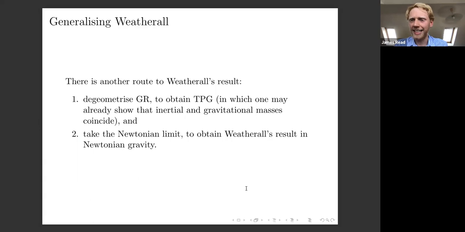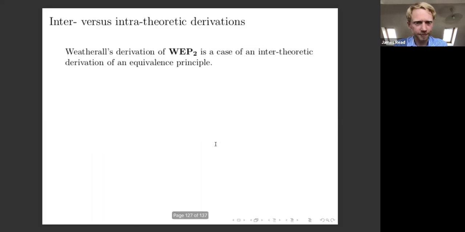Once one has these parallels between the relativistic framework and the Newtonian framework in mind, it seems like there would be another way of getting Weatherall's result. Just degeometrize general relativity to arrive at teleparallel gravity and then take the Newtonian limit. Another way of getting the same thing.